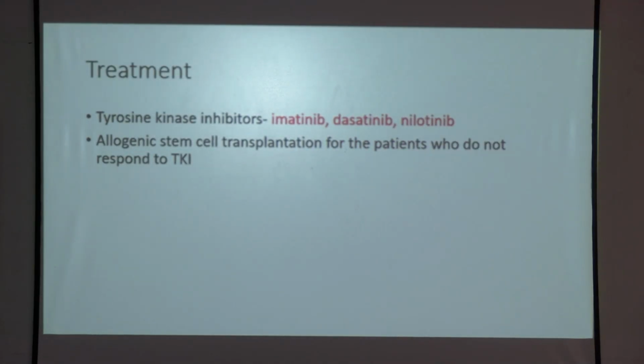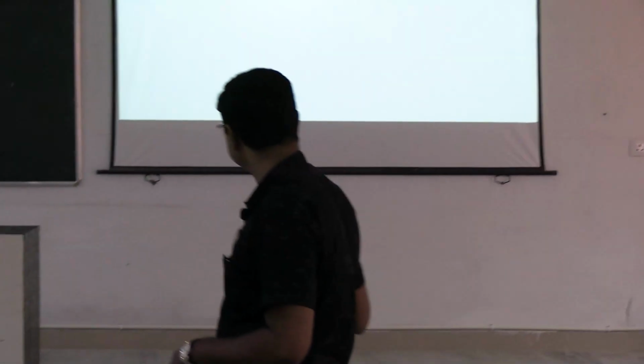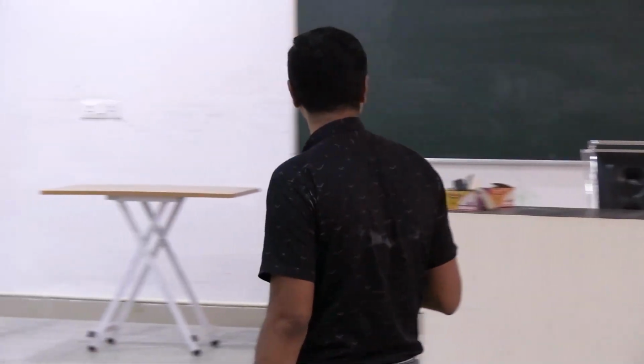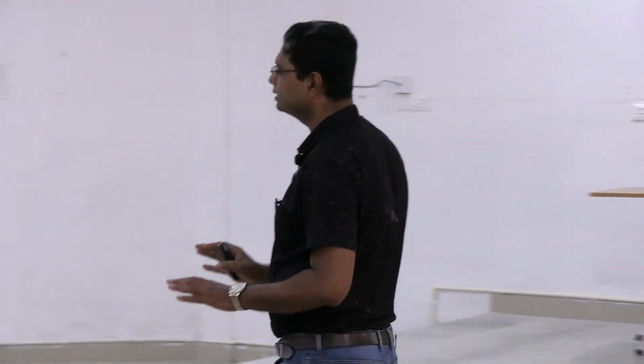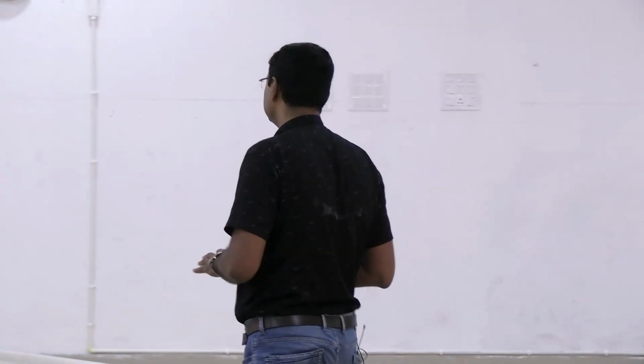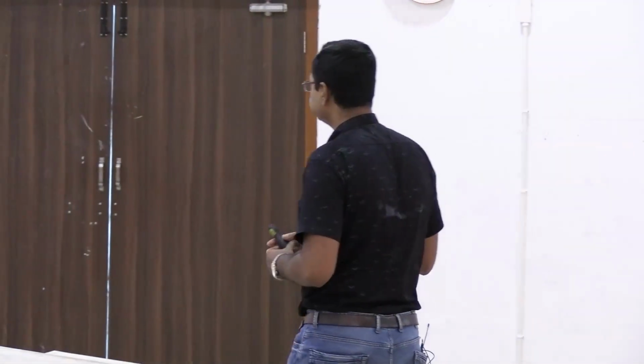Now coming to the treatment. The drug of choice is a tyrosine kinase inhibitor. Examples of tyrosine kinase inhibitors: one is imatinib mesylate, and two novel drugs are dasatinib and nilotinib. You should remember imatinib mesylate, that will do. And when the patient does not respond to a tyrosine kinase inhibitor, you can do hematopoietic stem cell transplantation.